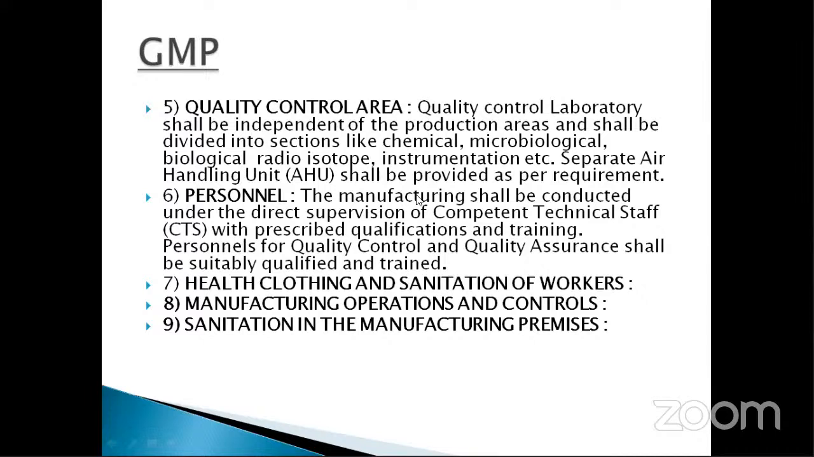Clothing: all the personnel should wear body covering appropriate to their duties. Before entry into the manufacturing area, you know that change rooms will be provided, a separate change room for each sex, with adequate facilities for personal cleanliness like wash basins with running water, clean towels, hand dryers, soaps, disinfectants, and even footwear. They have to change from the outer footwear and outer dresses.